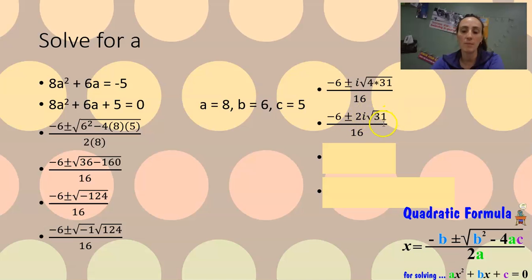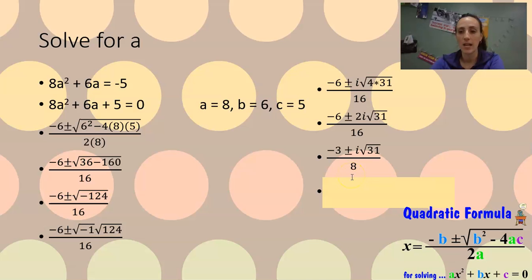My square root cannot be simplified any further, but the other thing that I can do is look outside my radical at all 3 of my terms. All 3 of these numbers here are divisible by 2. So this is a fraction that can be reduced. So I'm going to reduce it by taking my negative 6 divided by 2, my 2i divided by 2, and my 16 divided by 2. That's going to leave me with negative 3 plus or minus i square root 31, all divided by 8.